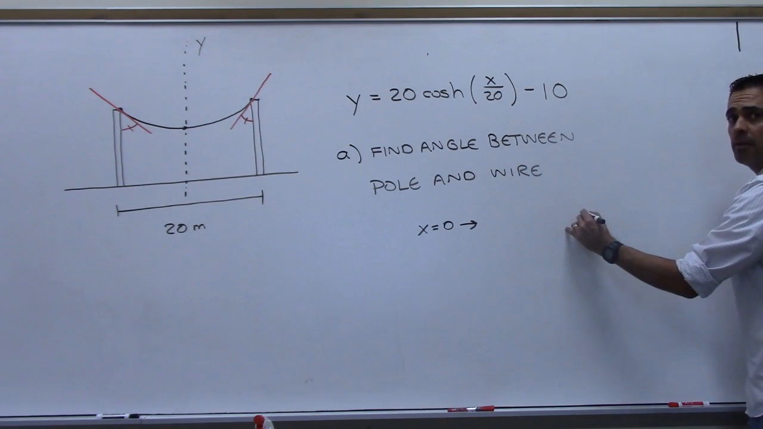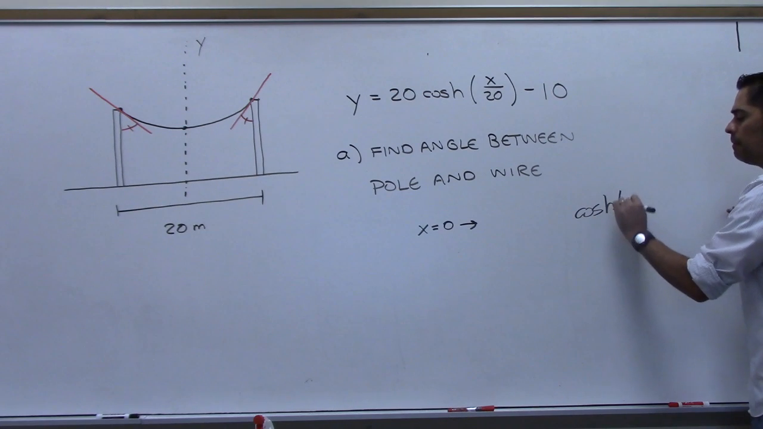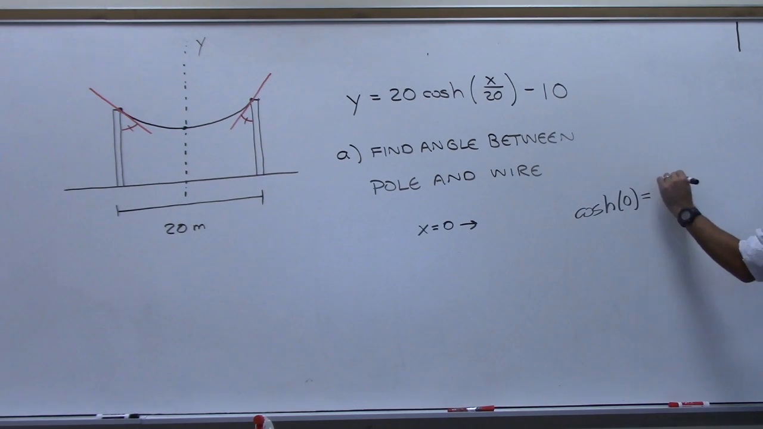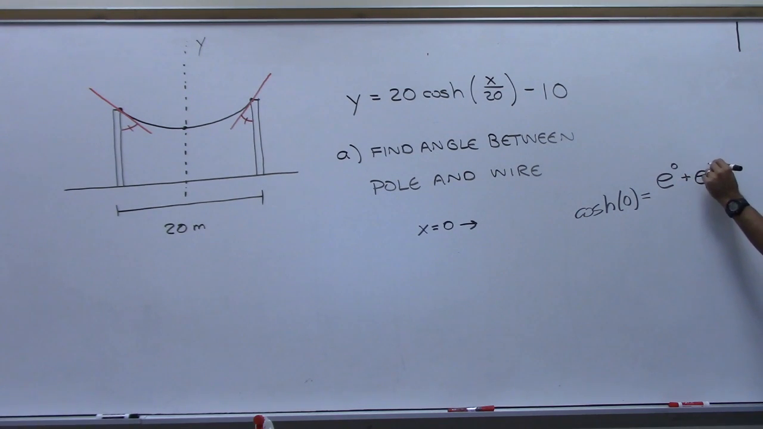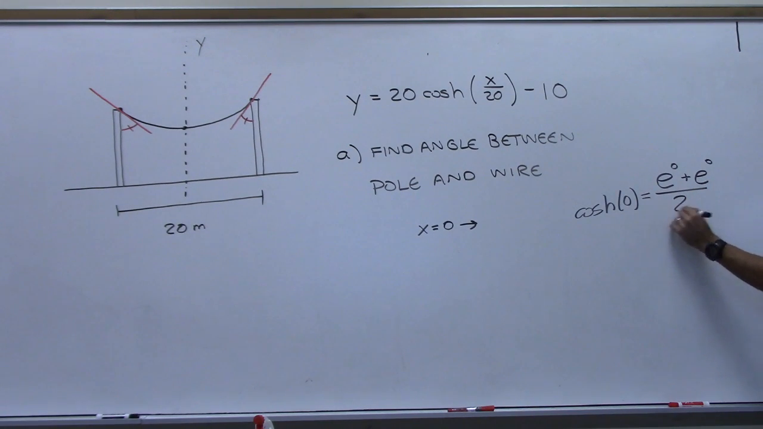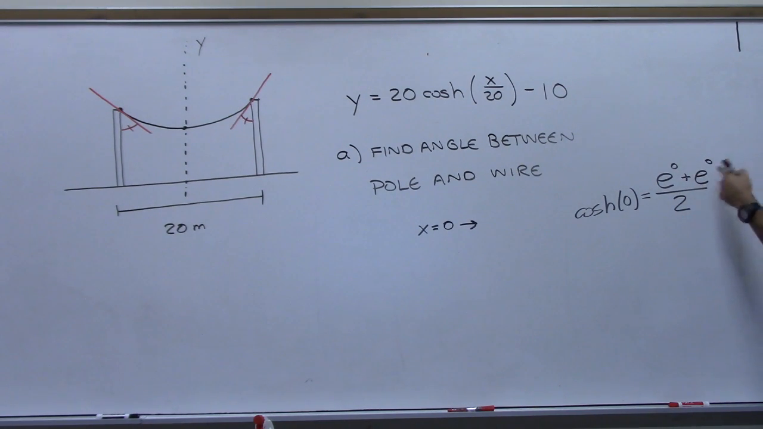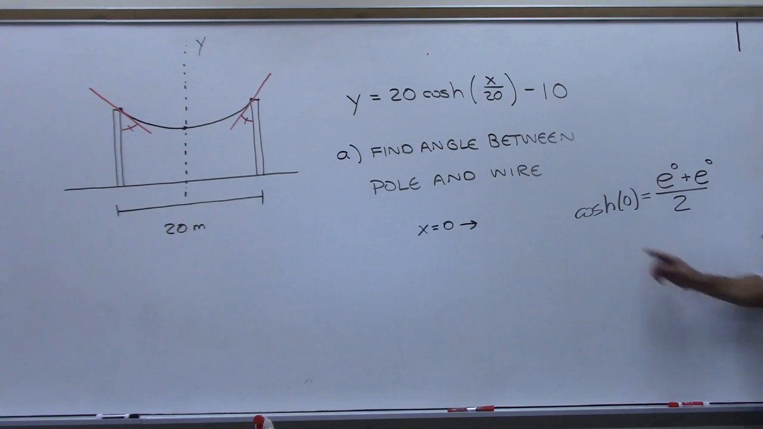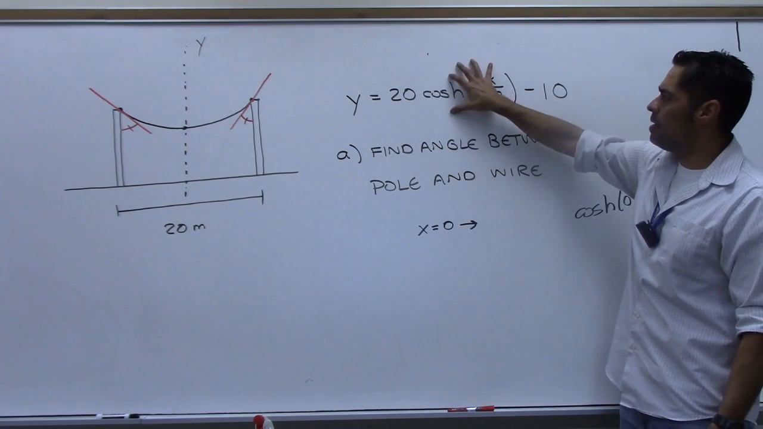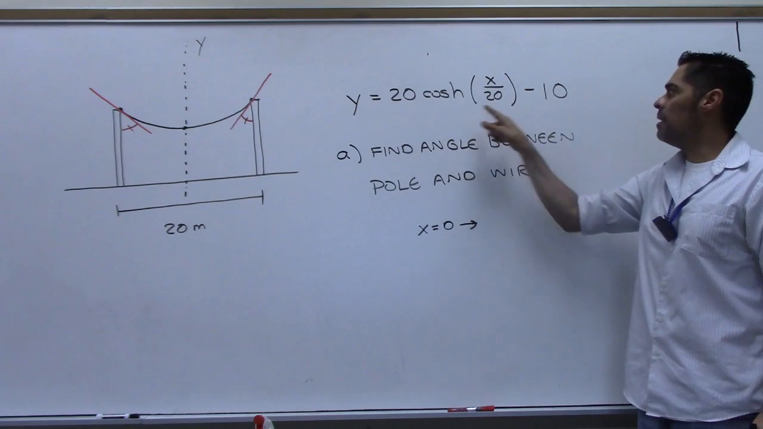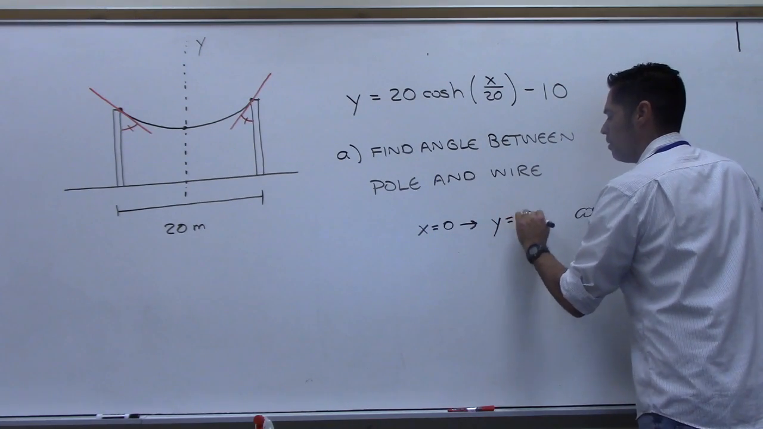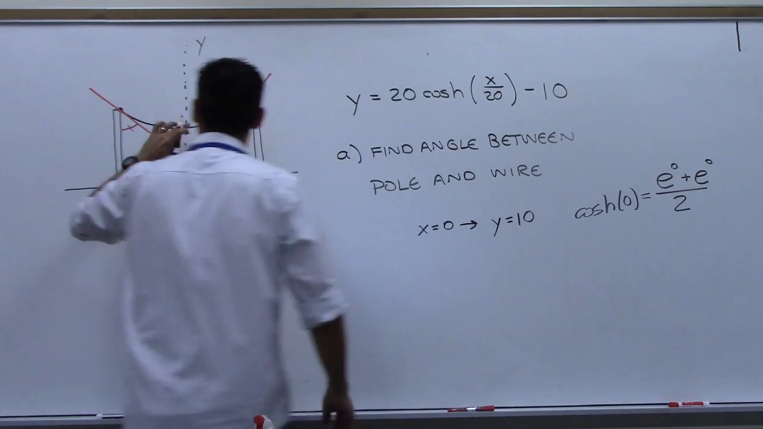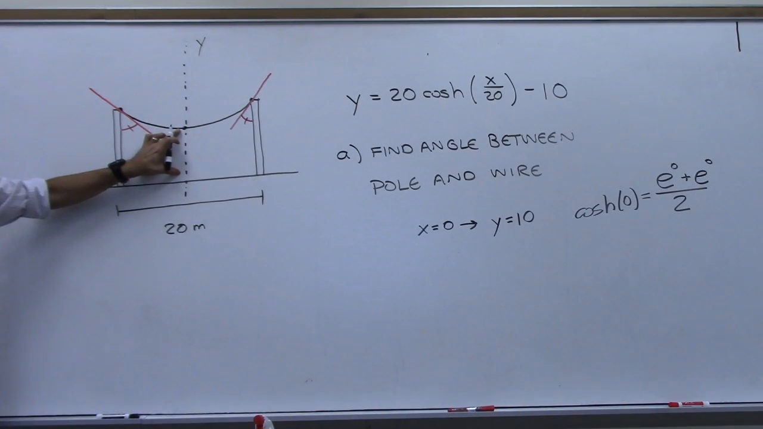Well, we could find it pretty quickly, couldn't we? What's cosine hyperbolic of 0? It's e to the 0 plus e to the negative 0, which is the same as 0, over 2, which would be 1 plus 1, 2 over 2 is 1. So this should be 1. So if we plug in 0, we get 1 here times 20, minus 10. So 10. So we get y is 10. So we're thinking that's this point right here, the lowest point.